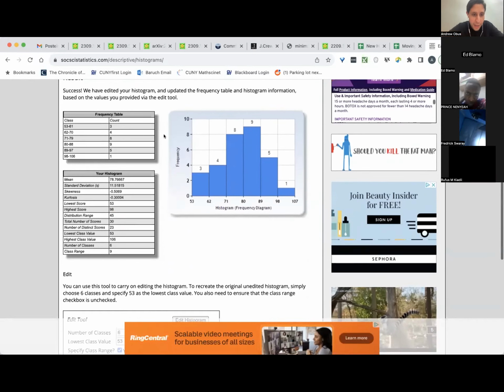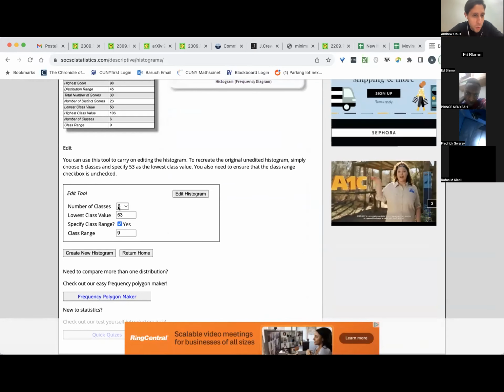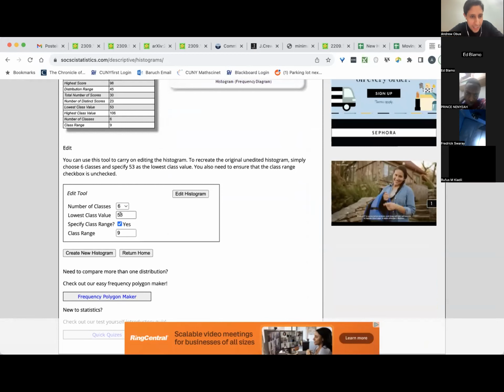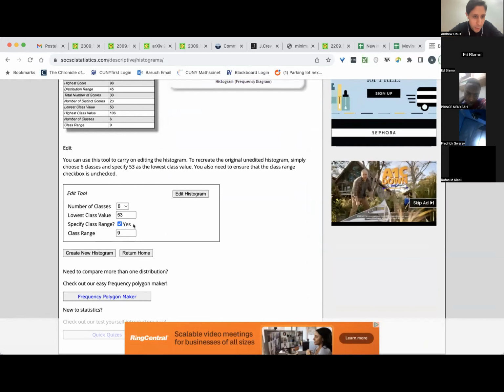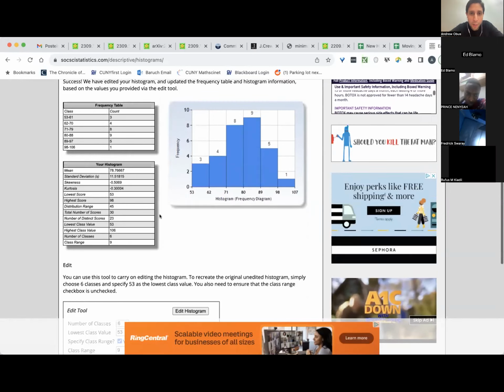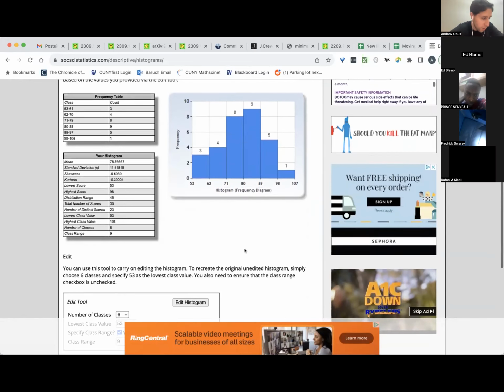So the point is this website is very nice because it's pretty easy to use. You can just put in your data and then you can choose all of these things like the number of classes and the lowest class value, and you can specify the class range, and you can do all of these things and it will automatically give you a histogram.